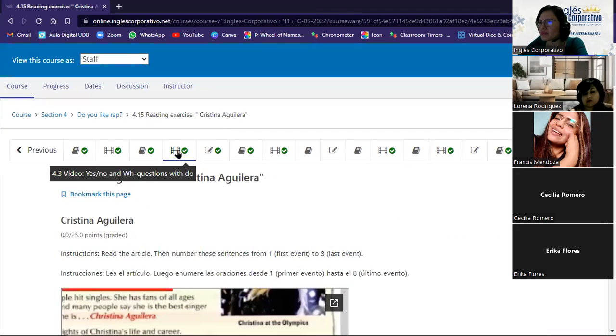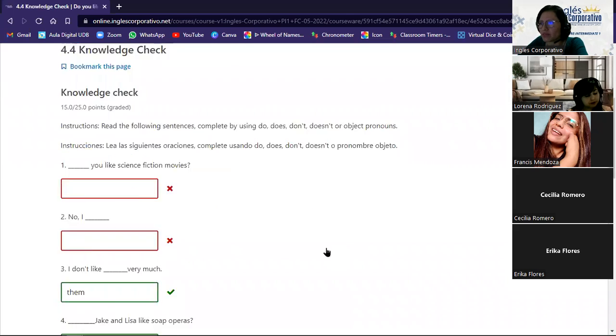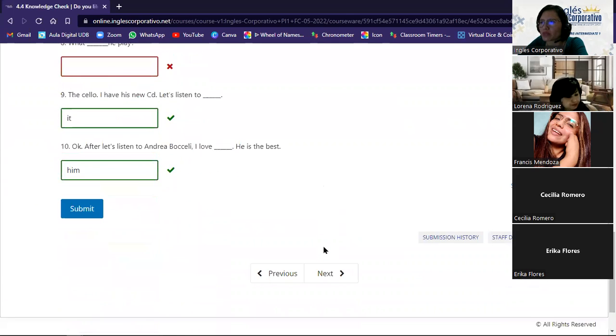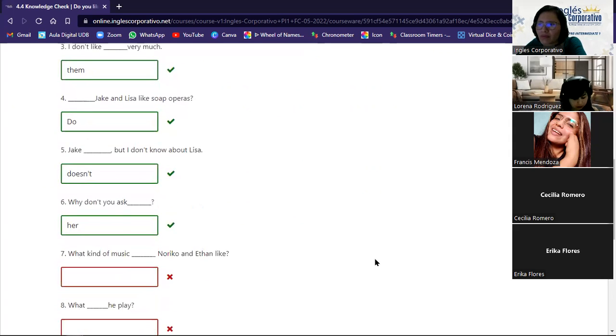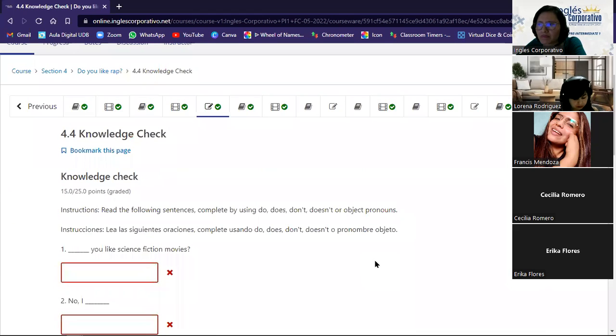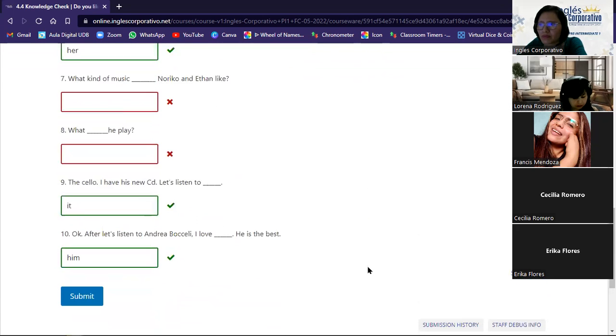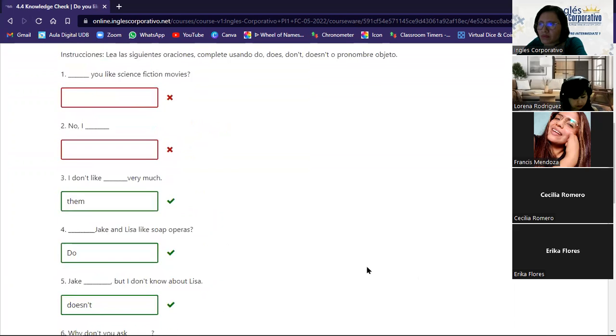Vamos a ver. So it's a knowledge check, right? Este fue el que estuvimos, ¿se acuerdan? El que estuvimos respondiendo, el que yo expliqué la semana pasada. No sé cuál es la pregunta que tiene Francis y Cecilia. Es que, ¿cómo le explico? Cuando lleno las casillas, he intentado hasta con 3 de las opciones y no me las afirma o no me las vale.